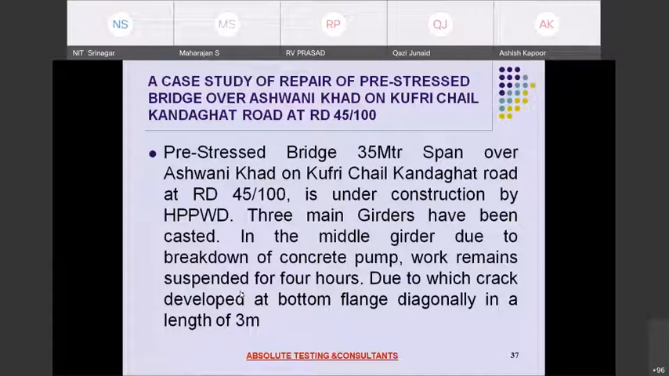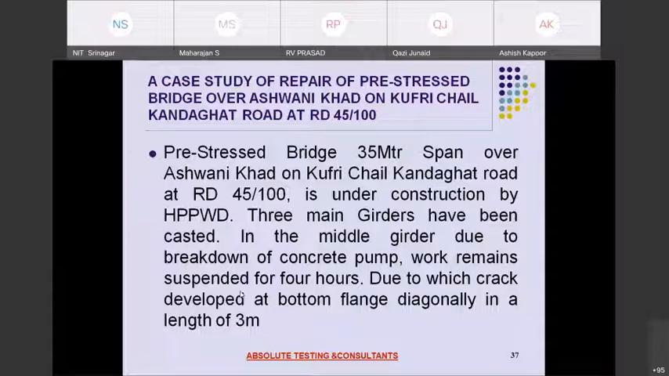Now another case study is the case study of a pre-stress bridge over Ashwani Khad on Kufri Chal Kandaghat Road at RD 45 by 100. It is near Chandigarh. When we go toward the Chal Palace, which you might have heard about, there is a place called Ashwani. There is a small river called Ashwani Khad. So the pre-stress bridge, which has a 35 meter span over the Ashwani Khad on Kufri Chal Kandaghat Road at RD 45 by 100, is under construction by Himachal Pradesh Public Works Department.